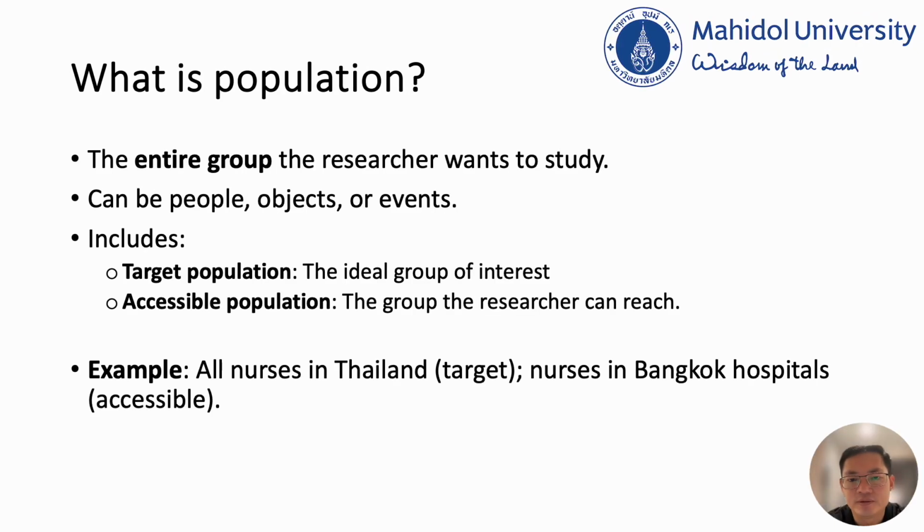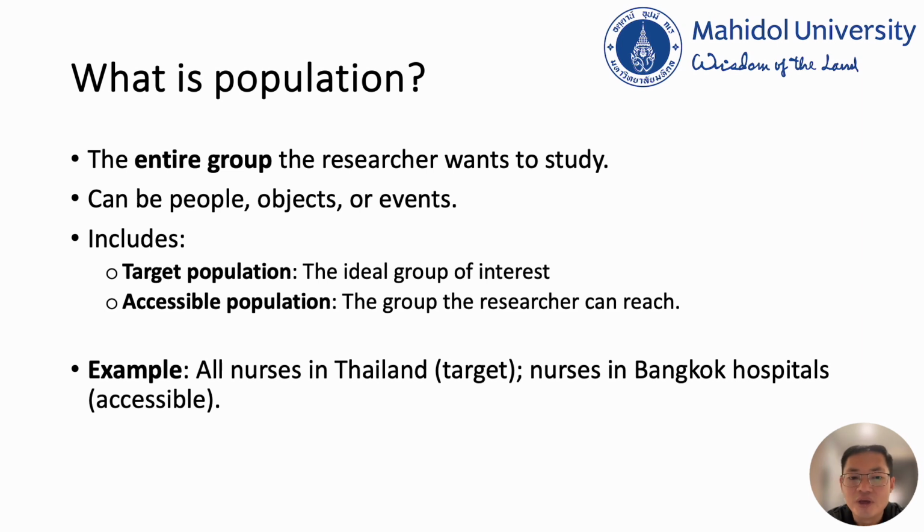Let's begin with the concept of population. In research, population refers to the entire group that you want to study. This could be individuals, such as people or students, or it could be objects, like books, buildings, or websites. We usually talk about two kinds of populations. The target population is the ideal group that we aim to understand, for example, all nurses in Thailand.